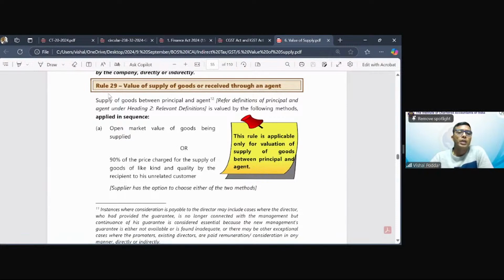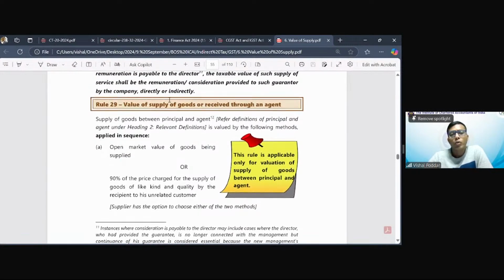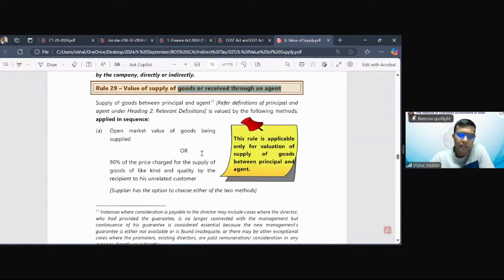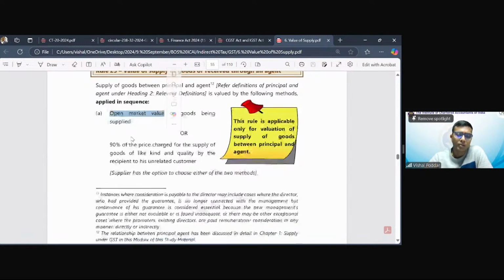Now, we go to Rule 29. Rule 29 deals with the case where goods are supplied through an agent. Again, this is a Schedule 1 scenario. Now, when goods are supplied through agents, how will the valuation be done? First answer is, valuation is open market value. That is the price at which I am selling to other persons.